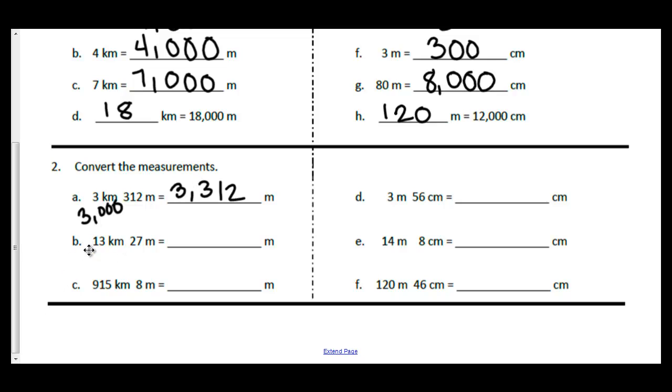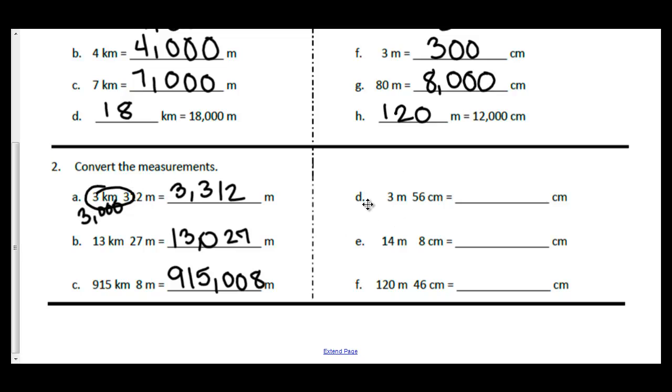Okay, so this is 13,000 meters plus this 27, so it's 13,027 meters. A little bit harder. We have 915 kilometers. That's 915,008 meters. So remember, there are 1,000 meters in a kilometer. So for every kilometer, it's going to be equal to 1,000 meters.